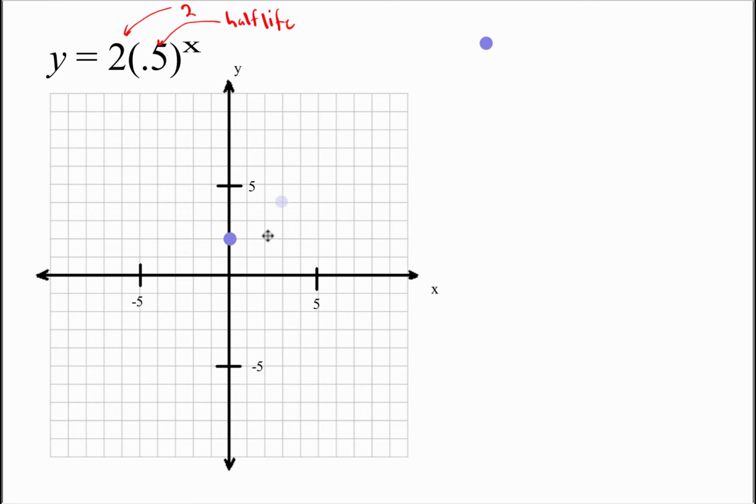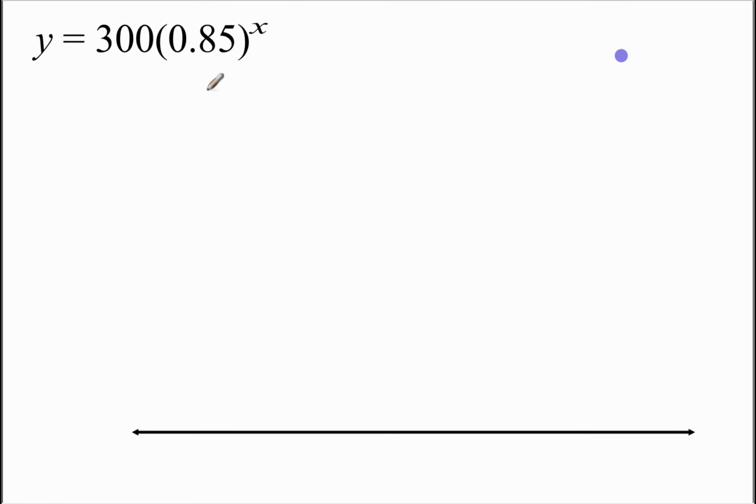Now after 1 goes by, I only have half left, right? Because 0.5 to the first is 0.5, half of 2 is 1. Now what happens when I have 2? Well, 0.5 to the second is a quarter, and a quarter of 2 is 0.5. So you can see this is an example that the exponential function is going to be what we call decreasing or decaying. And again, we're going to look at more of these as we go on. And another example of decay is this.